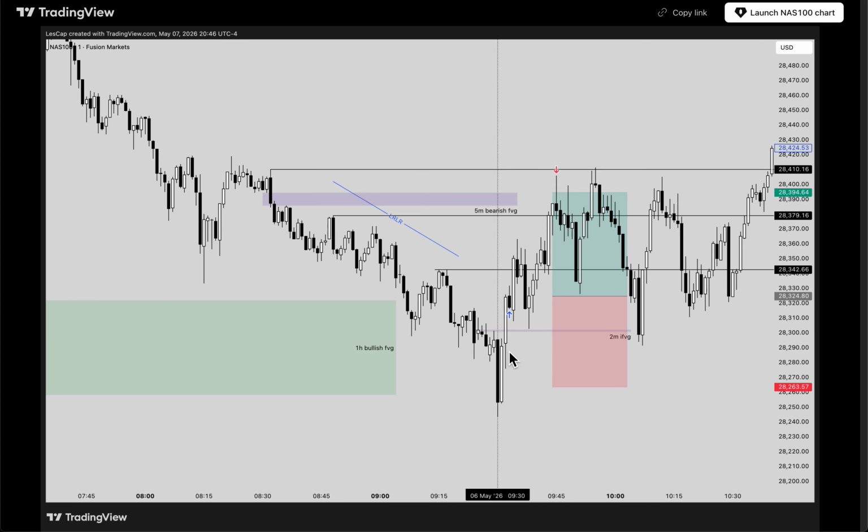I took it as soon as price displaced above and closed above the 2-minute inverse fair value gap. I took it here, placed my stop loss underneath that 2-minute inverse fair value gap, and also underneath these 1-minute bullish fair value gaps to give price ample space and breathing room to move. So I opened up my trade at 9:32. I closed it at about 9:47. It's about a 10 to 15-minute trade.